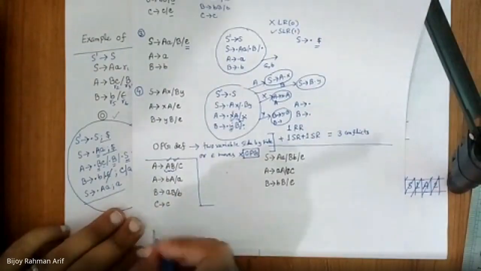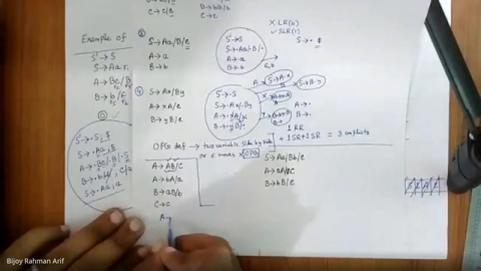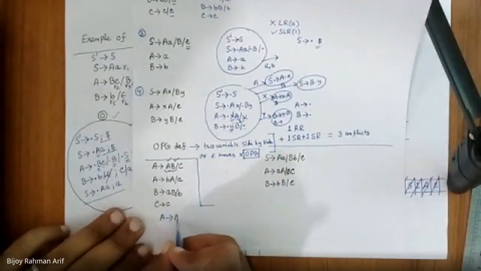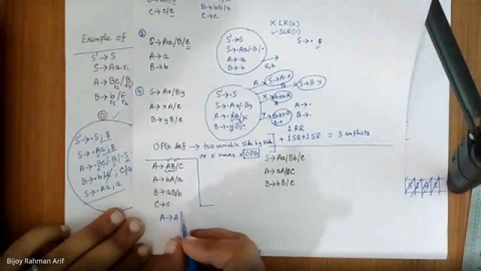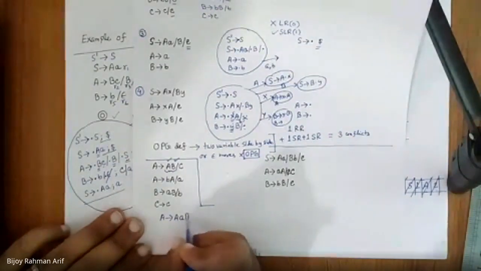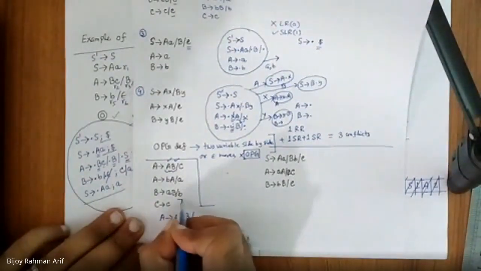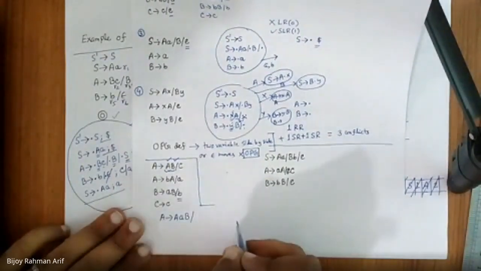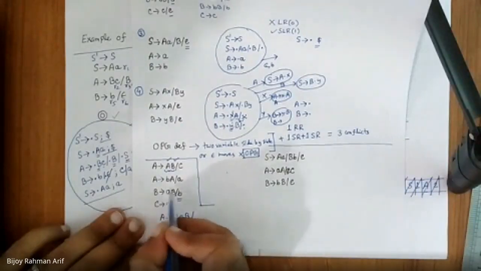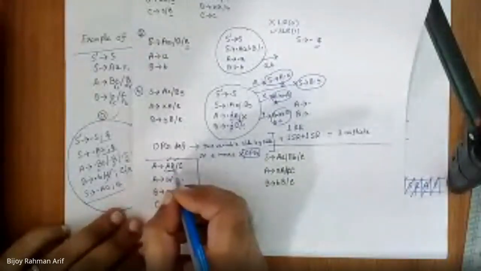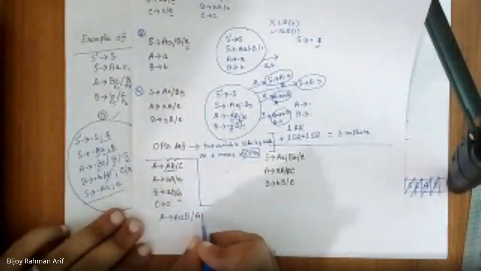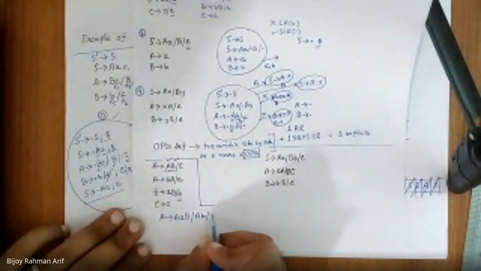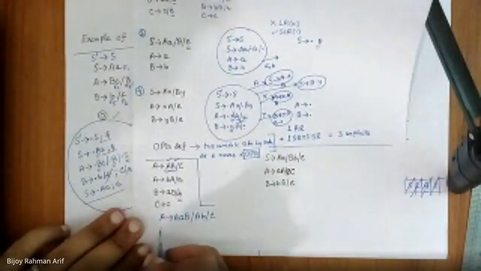But the problem is, you write this way: A derives capital A, small a, B. Then you forgot to put this B also there. That is the problem. You have to replace both of this right hand side. So A can derive, instead of B, AB, and A, instead of B, you can derive B. Then C. Then there is no problem. This would be the correct form.